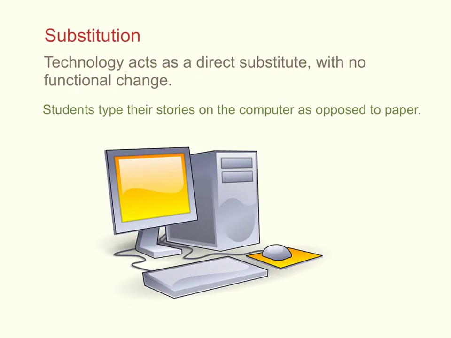The first step is substitution. According to Dr. Ruben Puentedura, technology acts as a direct substitute with no functional change. In my example of using this model to write a book, the students would use a computer to type out their story and then print it off and draw pictures on it, as opposed to writing it on paper.